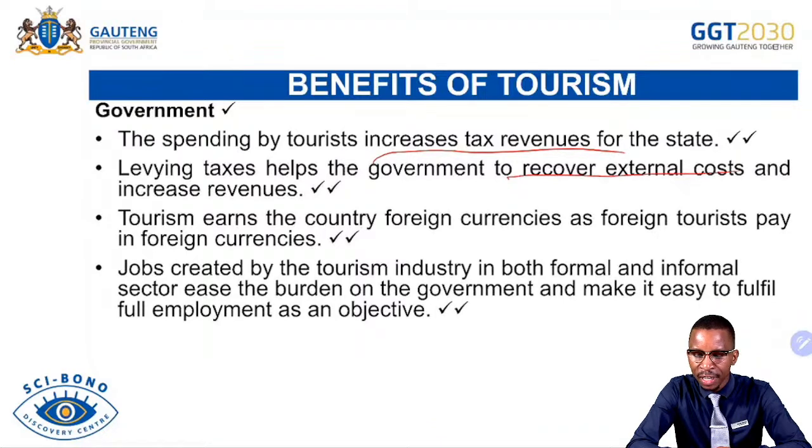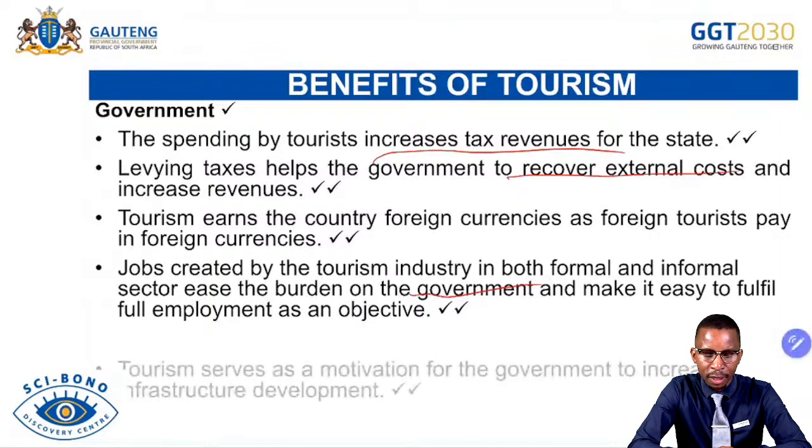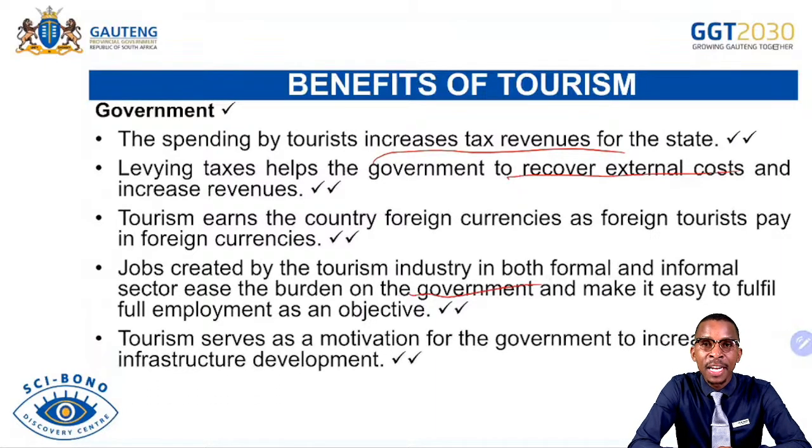Jobs created by the tourism industry in both the formal and informal sector place a burden on the government to be fully involved to provide public goods and services, and also to give transfers to people because they will be employed. And the government can achieve full employment as its primary macroeconomic objective. Tourism serves as a motive for government to increase infrastructure development. So there will be more infrastructure being improved because of the tourism industry. Like I spoke about the improvement of infrastructure during the 2010 World Cup. That remains for us. So we are known as a good country in terms of infrastructure because of the tourism industry, which hosted some international events.